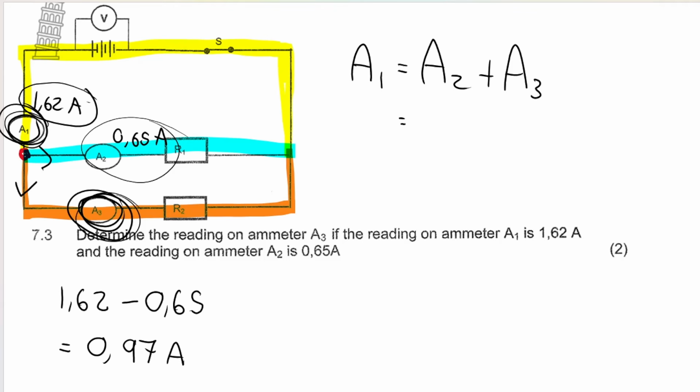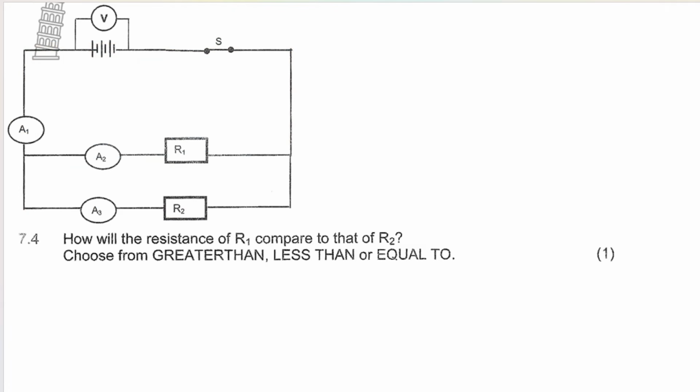So basically what this is telling me is 1,62 is the total. The reading on A2 is 0,65. To get A3, we take that over and it becomes 1,62 minus 0,65. I hope that makes sense.